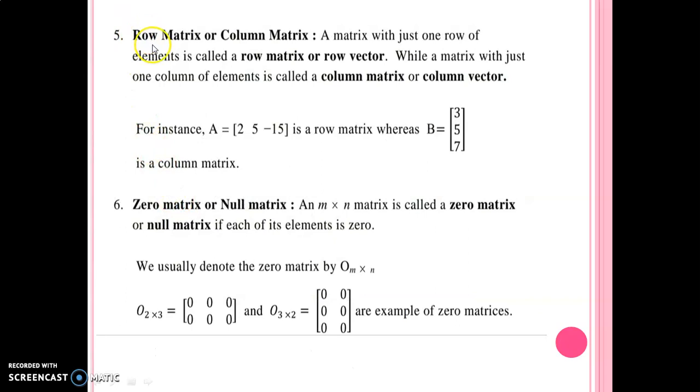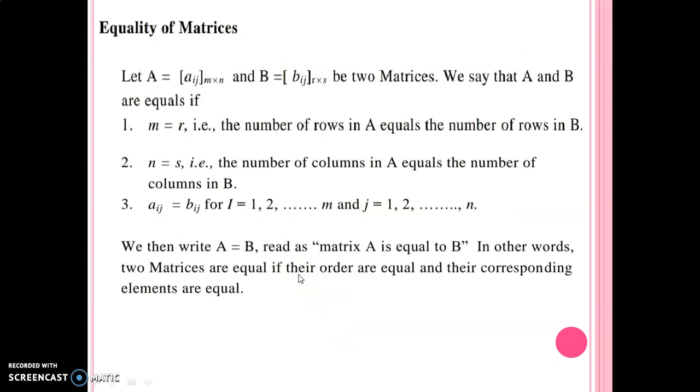Next is a row matrix or a column matrix. A matrix which has only one row is known as a row matrix, and a matrix which has only one column is known as a column matrix. Next is the zero matrix or the null matrix. A matrix in which all the entries are equal to 0 is called a zero matrix.